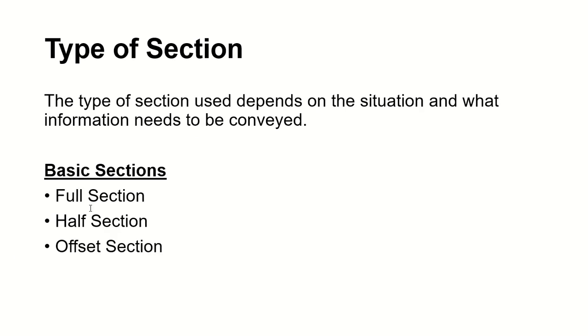All right, so there are 3 types of section: full, half, and offset. Full, of course, you draw the full section after you cut it down. You draw a half section after you cut it down, and then you draw an offset section after you cut it down. So why do you have 3 different types? Because it depends on what kinds of information you have and what kinds of information you want to tell your manufacturer.